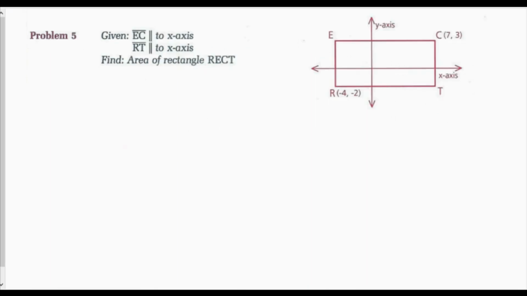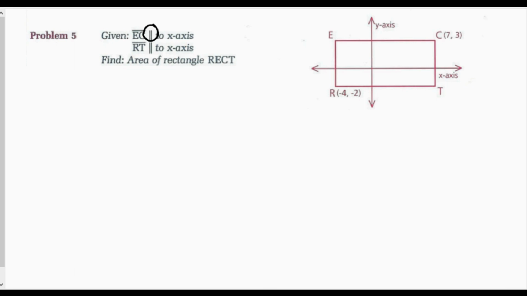In problem 5, we're given line segment EC is parallel to the x-axis. That's what these two little up and down lines mean. That means parallel. And then line segment RT is parallel to the x-axis. We want to find the area of the rectangle RECT. So I'm given coordinates R of -4 and -2, and coordinates of C of 7 and 3. So I need to find coordinates of E and T.